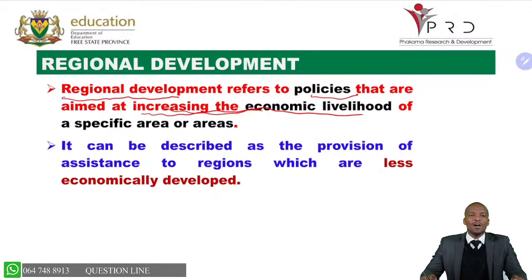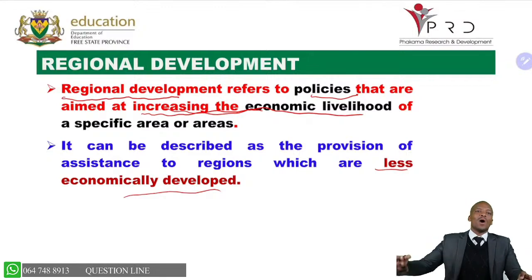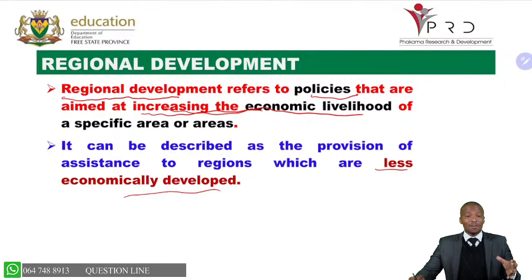When we talk about economic participation, we mean the ability to produce goods and services, the ability to employ people, the ability to retain people within those regions, where they do not have to travel to other parts of the country to look for better services, to look for employment in other ways. So this regional development policy is aimed at improving the livelihood of those regions.